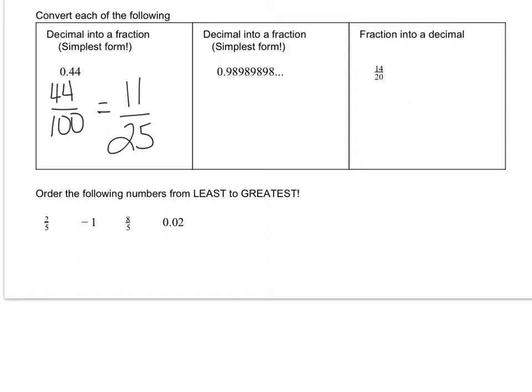Next, we're going to change our decimal into a fraction in simplest form again. Well, this looks like one of those repeating decimals. We're going to write it so it's easier to read: 0.98 with a line over the 98. That is 98 hundredths. I agree. But that is 98 hundredths if it was a terminating decimal, if it stopped, which it does not.